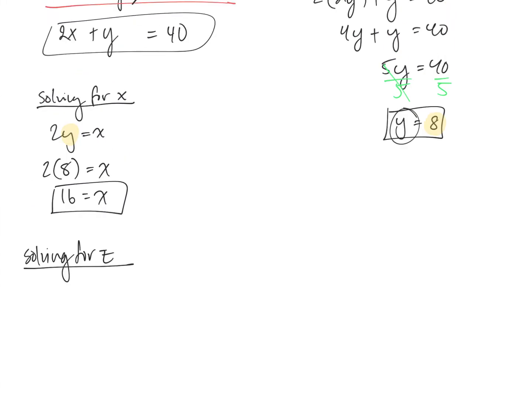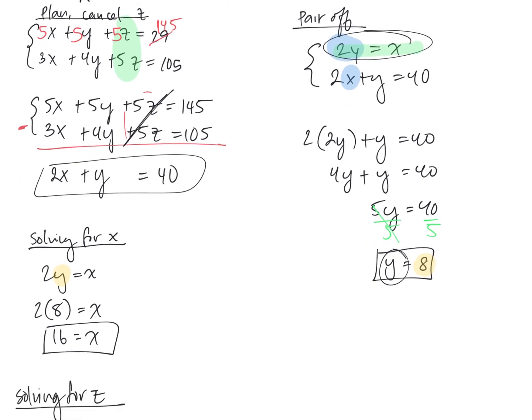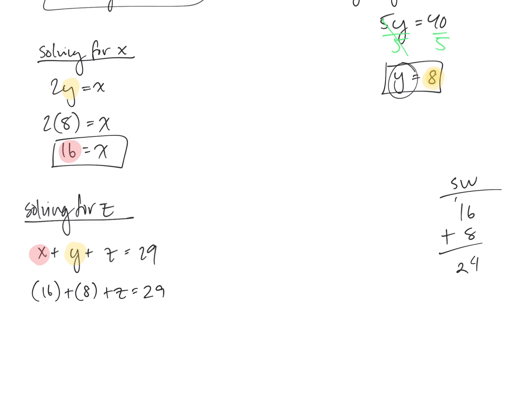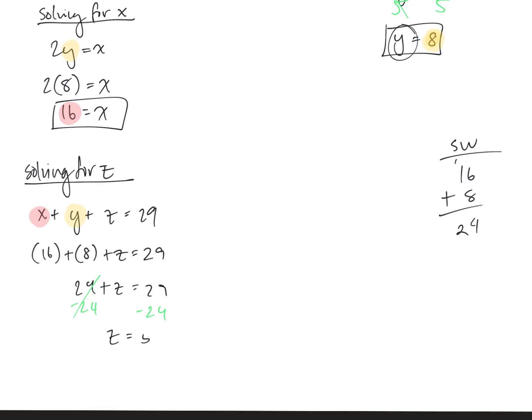So I'm going to use, what was the equation? It was x plus y plus z equals 29. Alright, so my x is 16. My y is 8. And let's solve for z. So 16 plus 8 plus z equals 29. So 16 plus 8. Let's see, what is 16 plus 8? So that's 24. Minus 24 from both sides. And then z equals, well, 29 minus 24 is going to be 5.